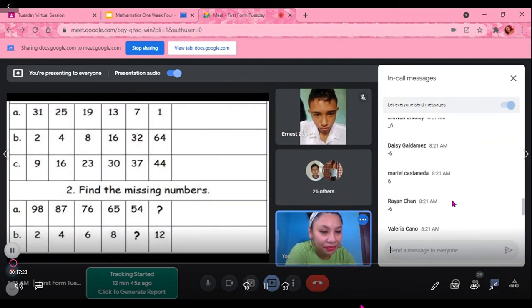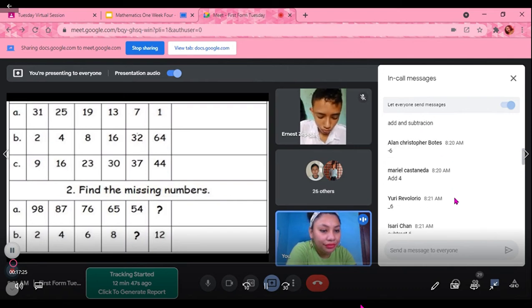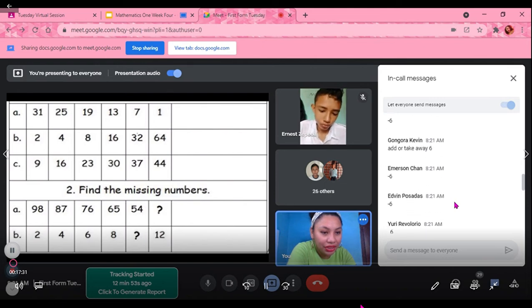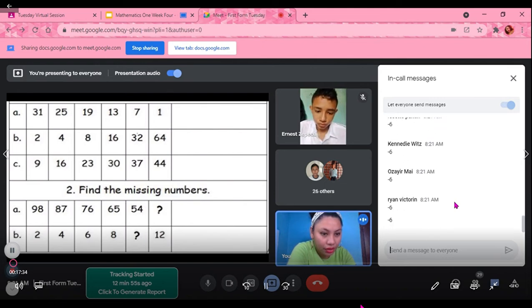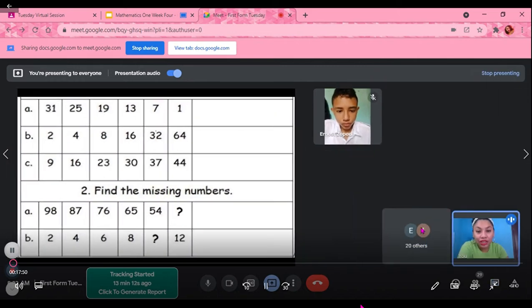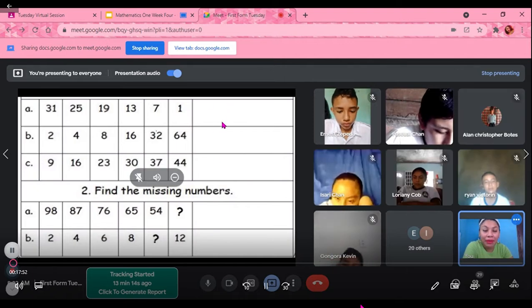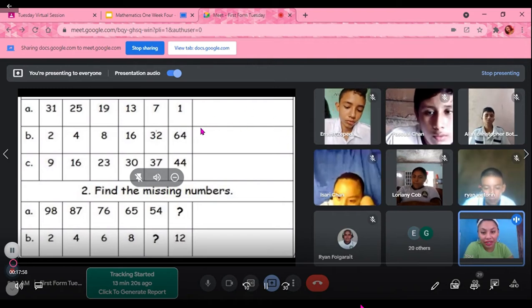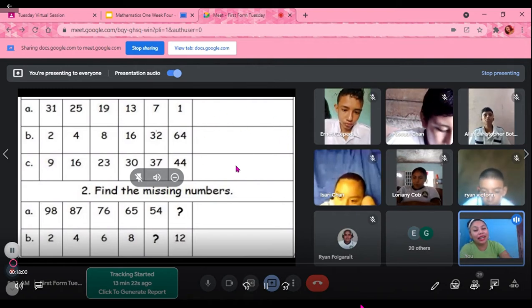Okay, so let's see. Minus 6, subtract 6, minus 6, add or take away 6. Okay, from 31 to go to 25, I subtract 6. From 25 to get 19, I subtract 6. From 19 to 13, I subtract 6. So the pattern rule is minus 6 or subtract 6 or take away 6. Whatever synonym for subtraction you are using, then that is correct.